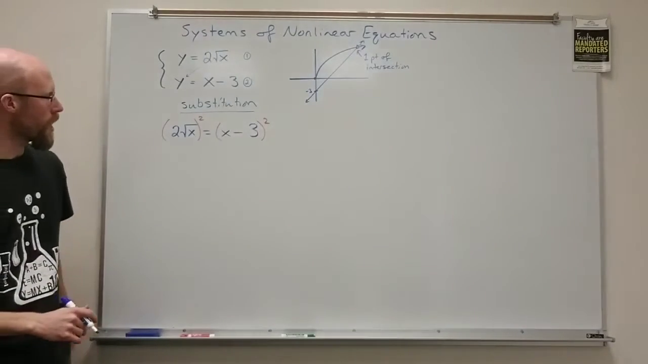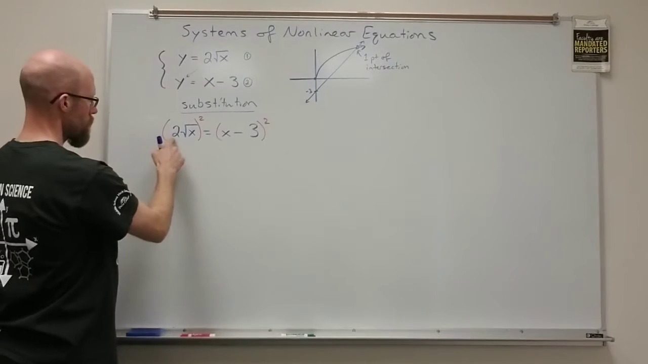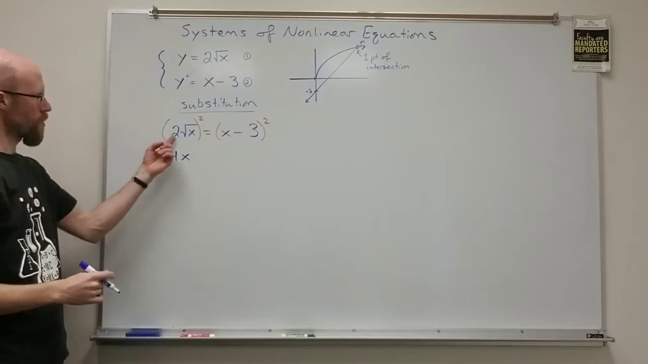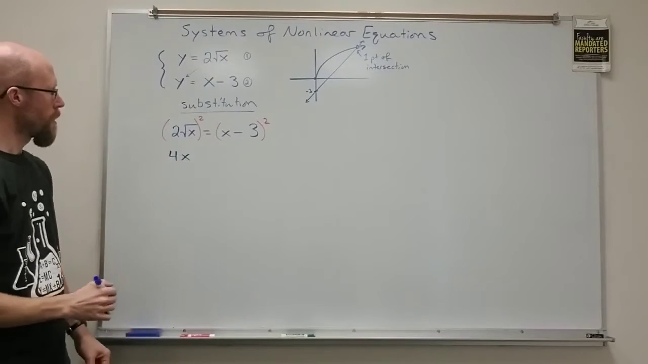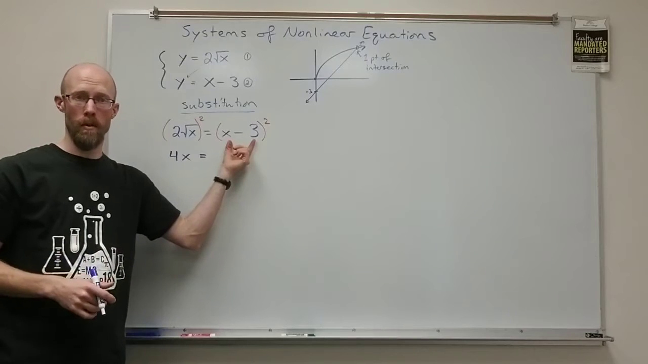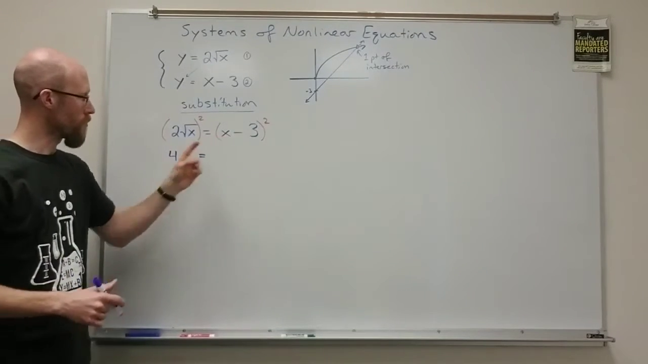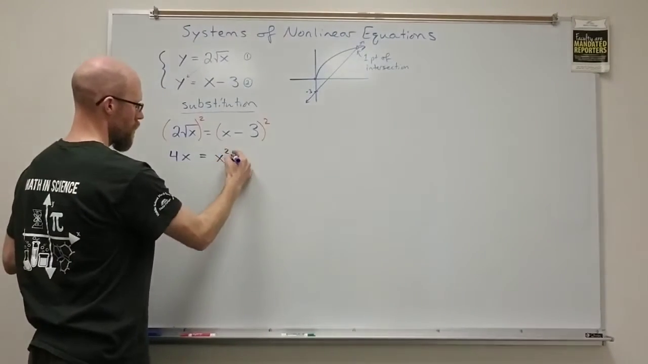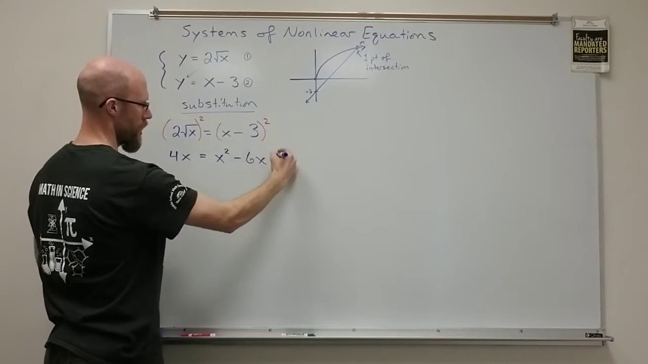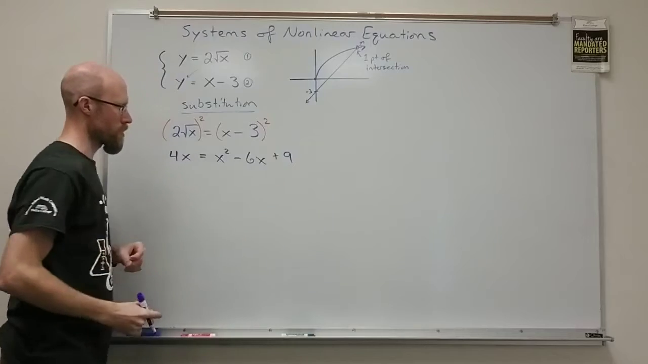So I square both sides, and the left-hand side becomes 4 times x, right? So you square the 2, square the root x. And the right-hand side, well, we have to use the perfect square trinomial formula, right? So you take the first term squared, double their product, which is minus 6x, and then the last term squared is plus 9.